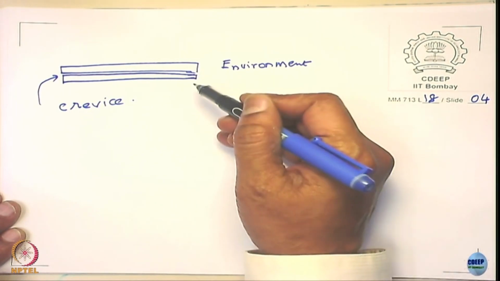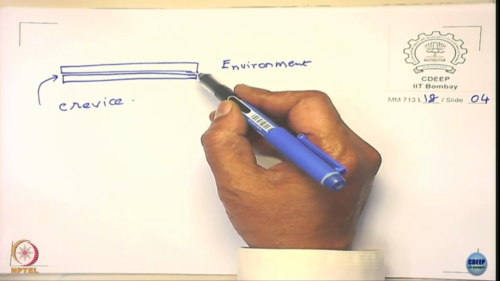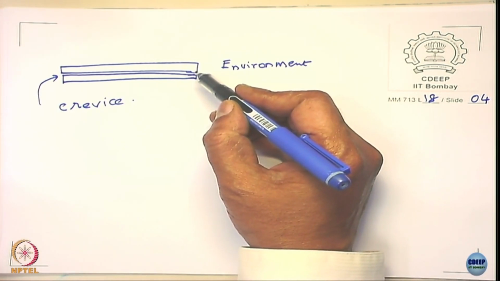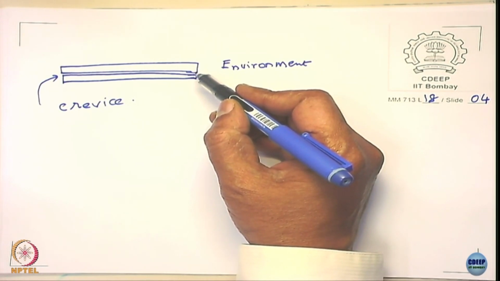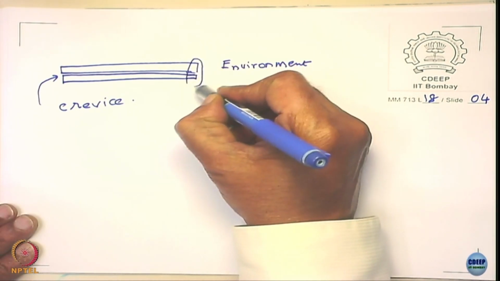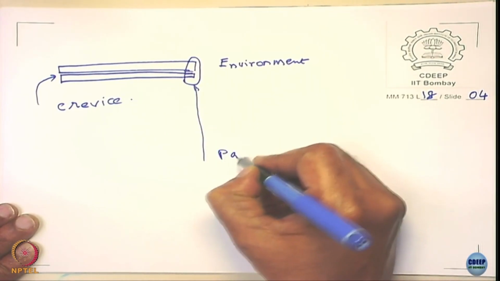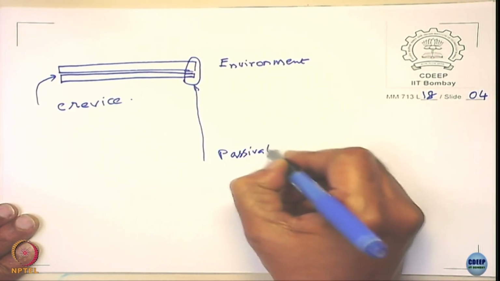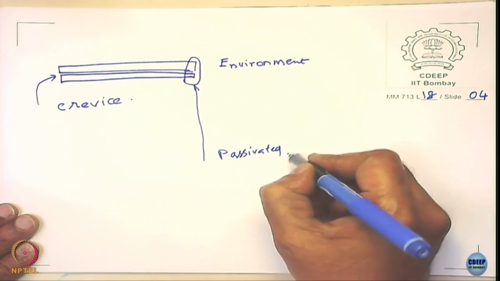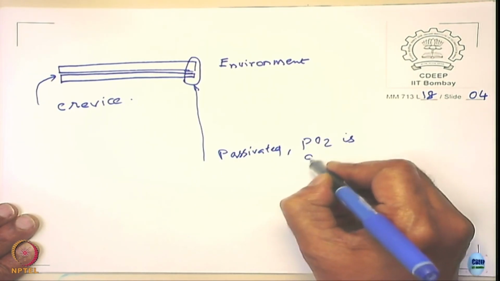Alright. So at least you can say that the crevice corrosion at the mouth of the crevice is not going to be there at all. Why do you think so? The oxygen, there will be a reasonable amount of oxygen present there, so the crevice mouth will be passivated, right. Why? Because the oxygen partial pressure is good.